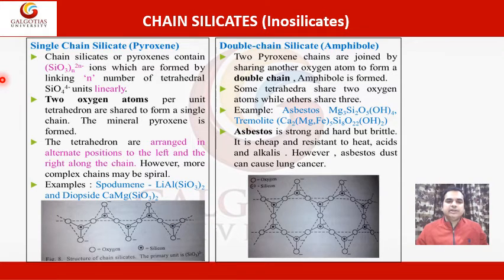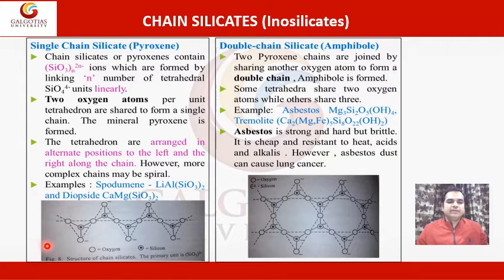Single chain silicates, pyroxene, contain SiO3 2n minus ions, which are mainly formed by linking n number of tetrahedral SiO4 4 minus units linearly. As we can see in this diagram, all SiO4 4 minus units are linearly joined with each other. That's why they are referred to as single chain silicates, because they are forming a single chain. There is no double chain, only a single chain is present. That's why they are referred to as single chain silicate minerals.